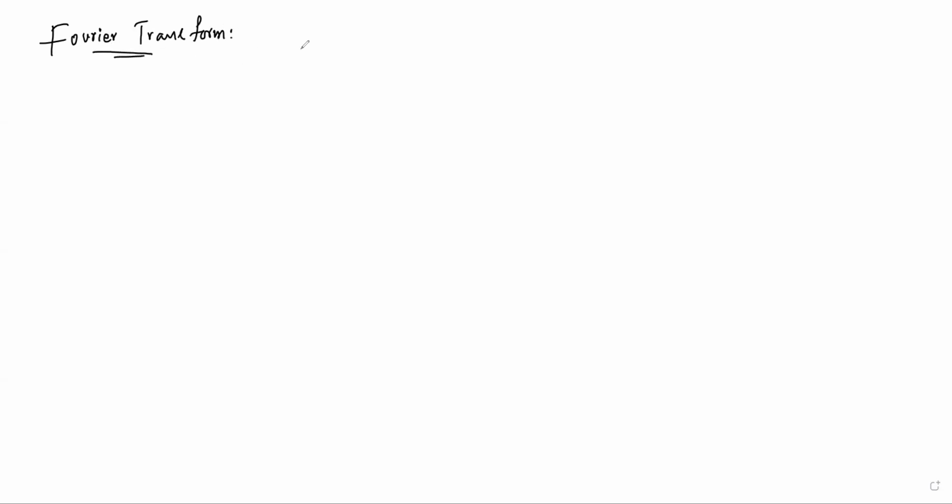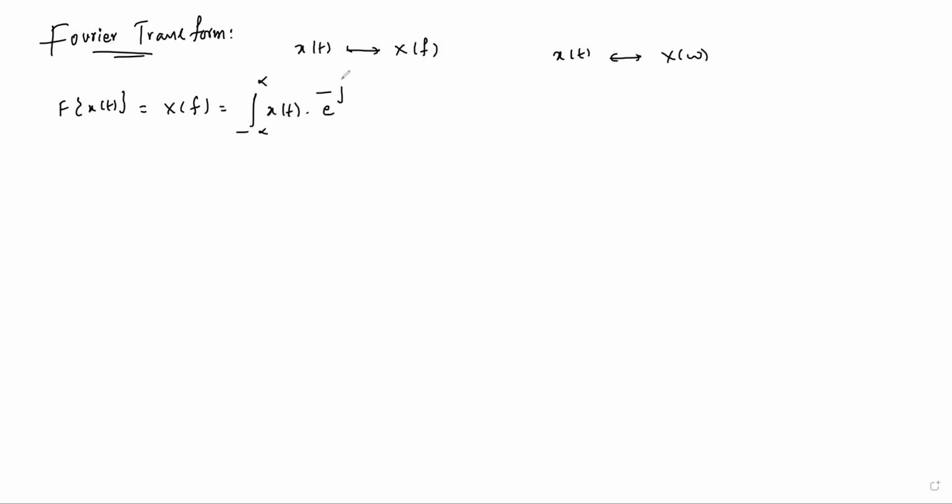Fourier transform converts the signal from time domain to frequency domain. So we can take the frequency domain signal as either x of f or as x of omega. So the formulas I have given: Fourier transform of x of t. If we have taken x of f, this is the formula: integration from minus infinity to plus infinity of time domain signal x of t multiplied by e to the power of minus j 2 pi f t dt.